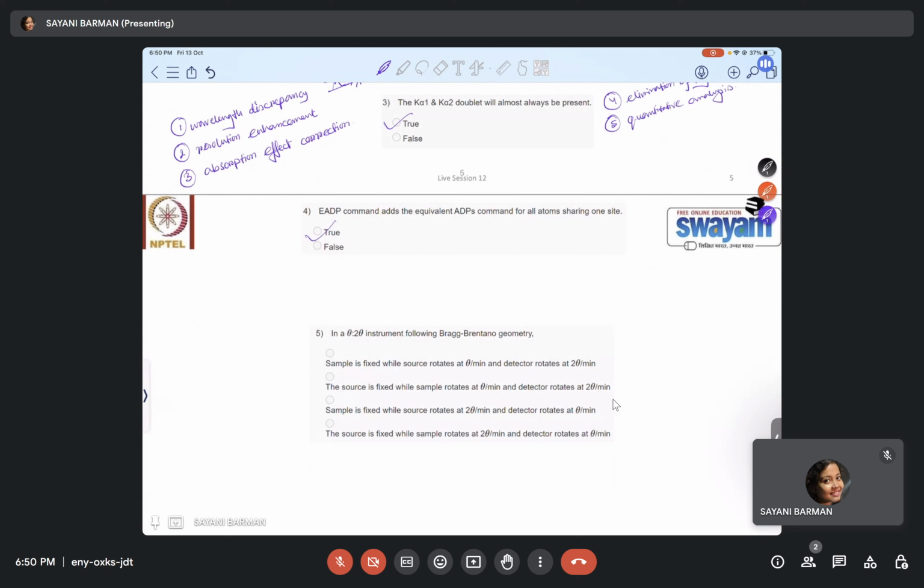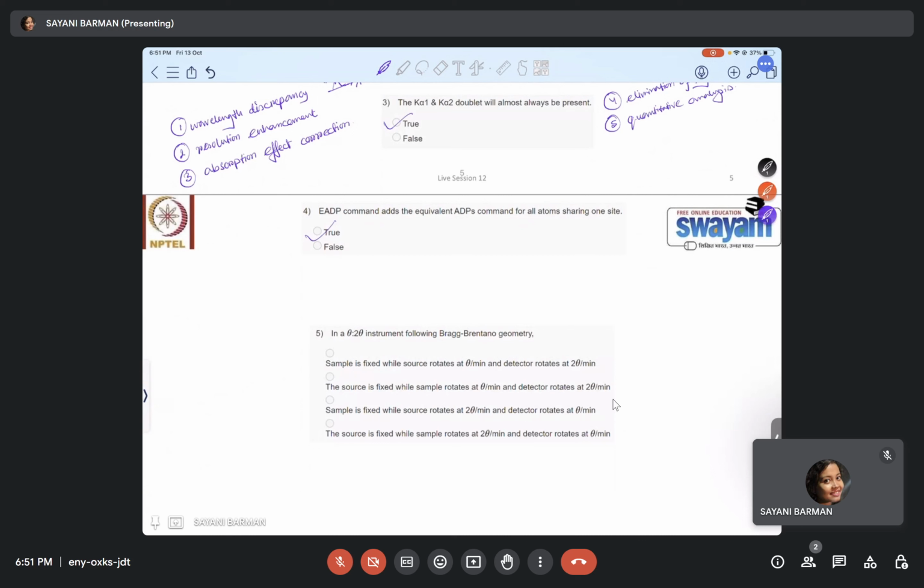EADP is the equivalent ADP. ADP means atomic displacement parameter. It is used to fix the atoms sharing only one site. Now, ADPs describe the spread or thermal vibrations of atoms in a crystal structure. When atoms share a site, it means they occupy the same position in the crystal lattice. And the EADP, the equivalent ADP command, adds the same ADP for all atoms sharing one site.